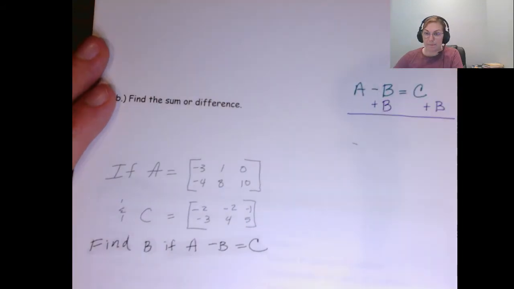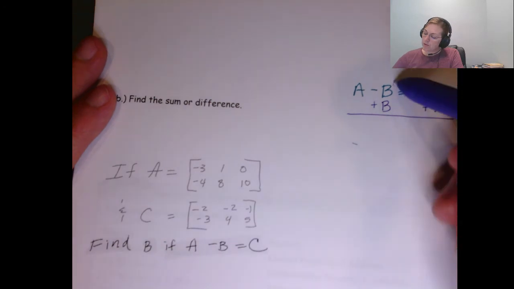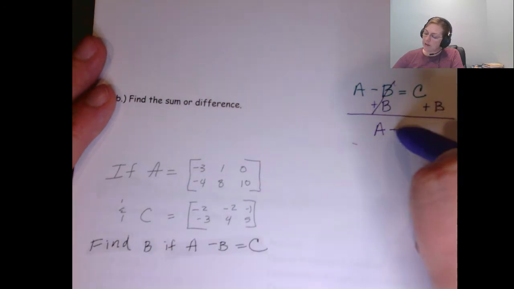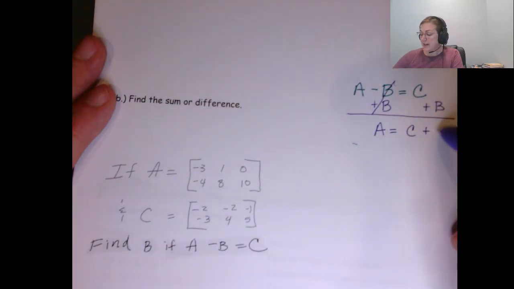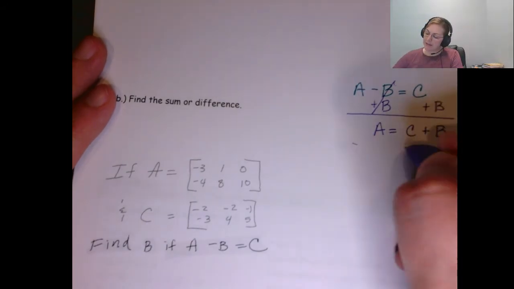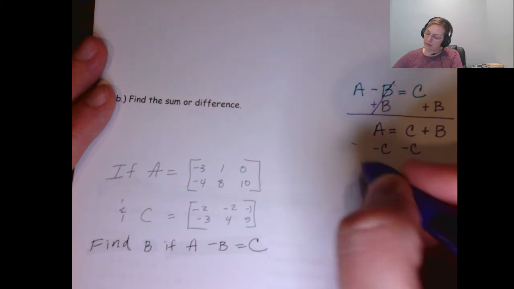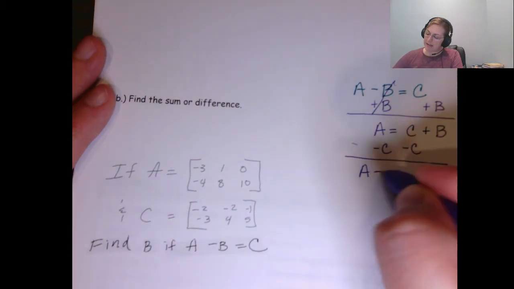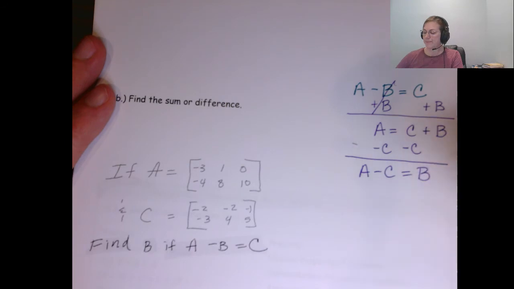I'm going to try to get that B positive. So I see those cancel. I've got A equals C plus B. Now I need the B by itself, so I'm going to subtract C. So I know now that A minus C equals B.